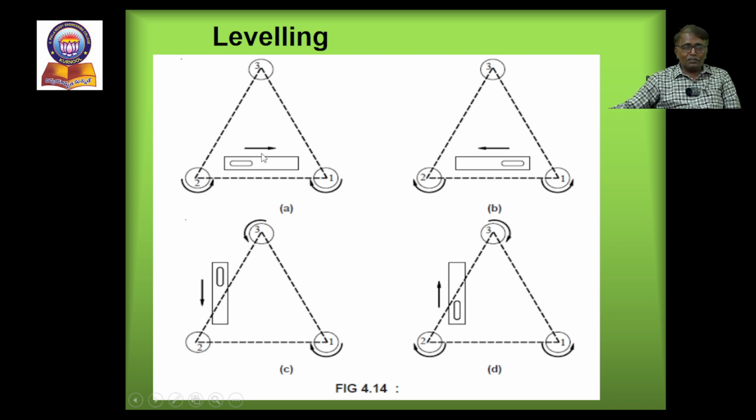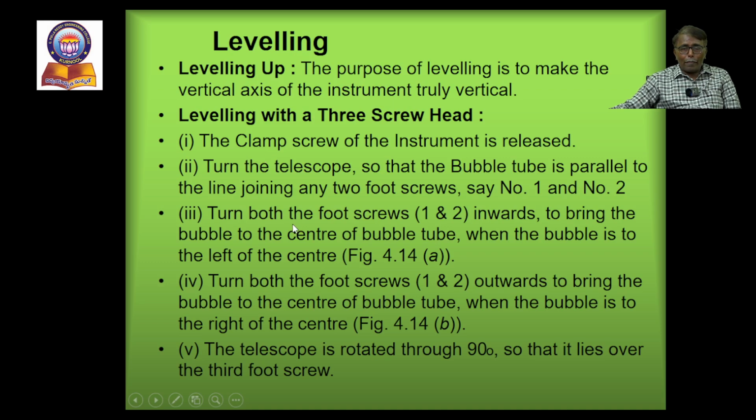Next, turn both the foot screws, that is 1 and 2, inwards to bring the bubble to its center of run when the bubble is to the left of the center. Turn both the foot screws outwards to bring the bubble to the center of its run when the bubble is to the right of the center. So if it is left, we have to move both inwards, and if it is right, move outwards, and the bubble will come to the center.